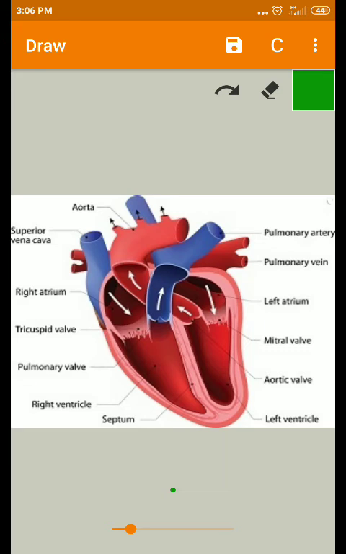Dear students, welcome back. Now we are going to see the circulation of blood.